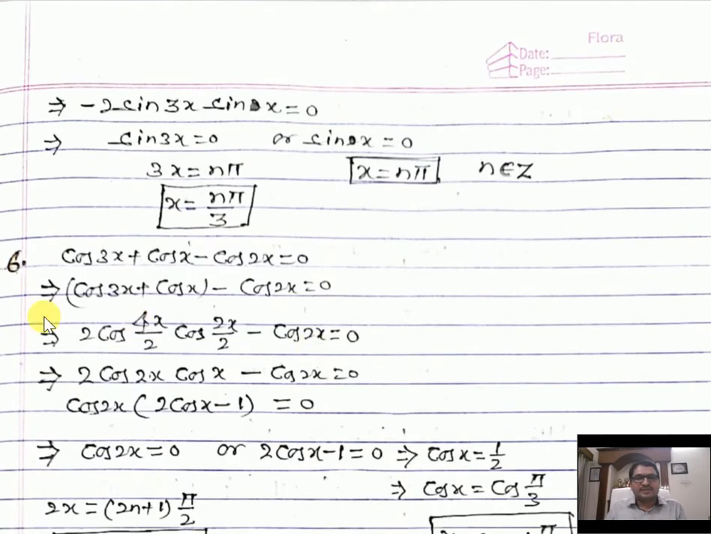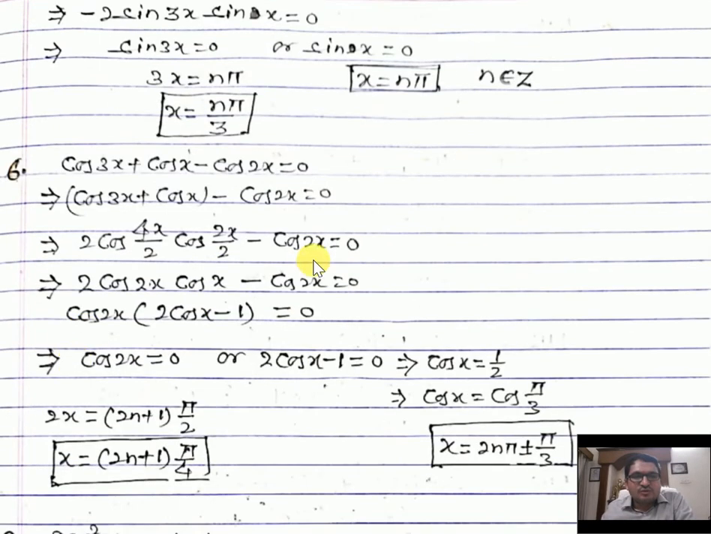Question number 6, cos 3x plus cos x minus cos 2x equal to 0. So cos 3x plus cos x, you can apply the formula cos c plus cos d, 2 cos (c plus d) by 2 cos (c minus d) by 2, and minus cos 2x. So now cos 2x common, so 2 cos x minus 1 equal to 0. This implies that cos 2x is equal to 0 or 2 cos x minus 1 equal to 0. So cos x is equal to 1 upon 2, cos x is equal to cos pi upon 3.